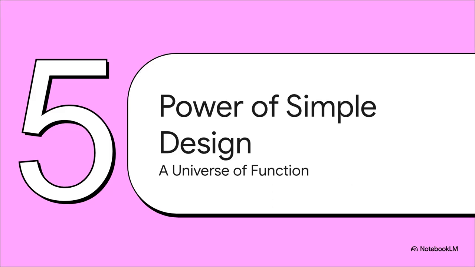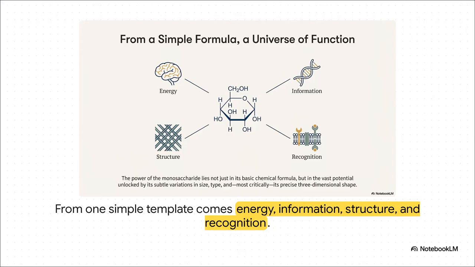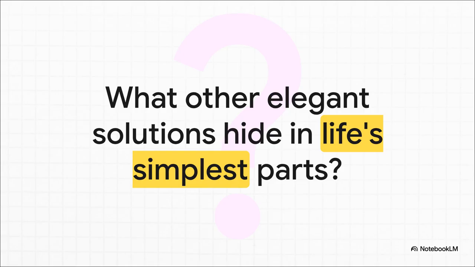So let's take a step back and look at the big picture. What we're really seeing is the incredible power of a simple, elegant design. The real genius of the monosaccharide isn't just in its basic chemical formula. It's in the absolutely vast potential that gets unlocked by these tiny, subtle variations. Variations in size, in the type of carbonyl group, and most importantly, in its precise three-dimensional shape. From just one simple template, you get energy, information, structure, and recognition, the very pillars of biology. It really makes you wonder, right? What other elegant solutions are hiding in plain sight, just waiting to be discovered in life's simplest components?